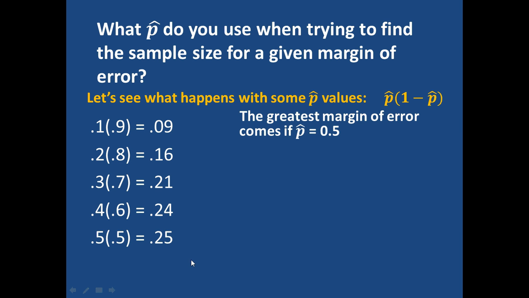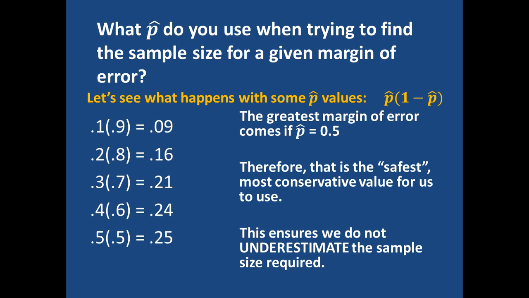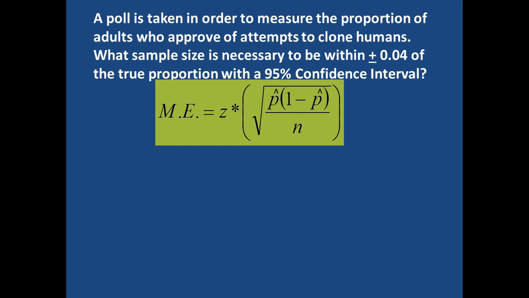So that's our safest value to use. It's the most conservative. It's going to ensure that we don't underestimate anything. So when you're seeing a problem like this, you're just going to have to use 0.5 as p hat and go into the formula. It's going to make sure that we have a big enough sample size. This is like the worst case scenario. It's the safest.